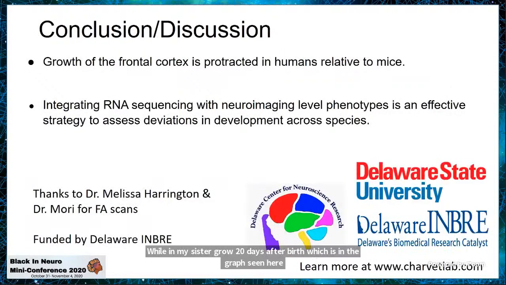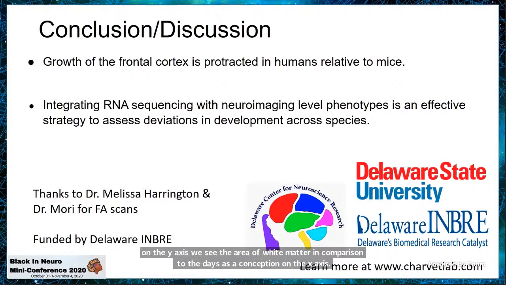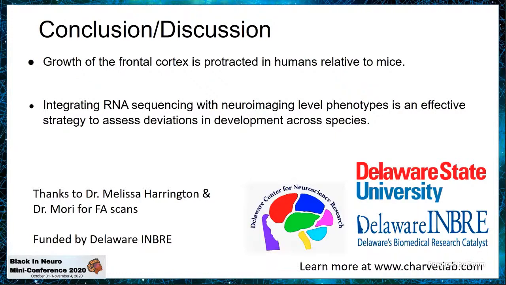To conclude, we studied the growth of the frontal cortex and how it is protracted in humans relative to mice, as well as integrating RNA sequencing with neuroimaging level phenotypes as an effective strategy to assess deviations in development across species.